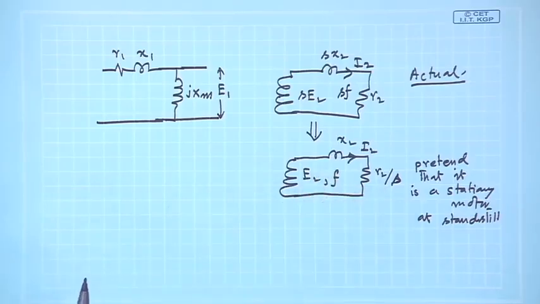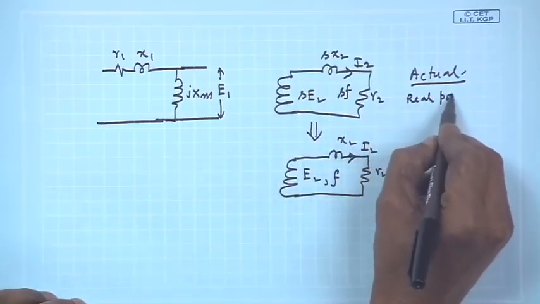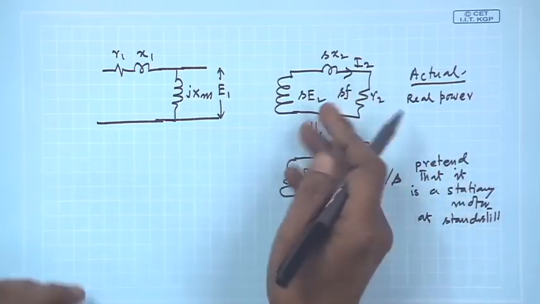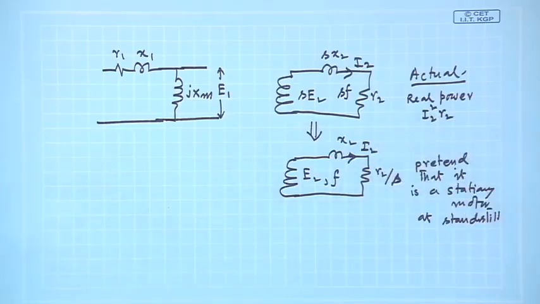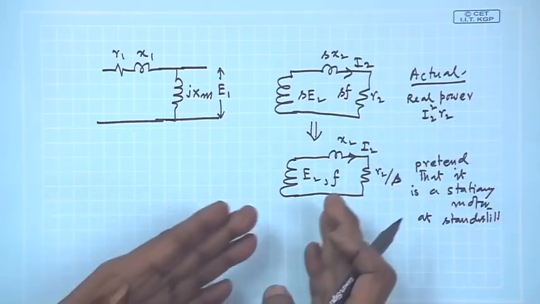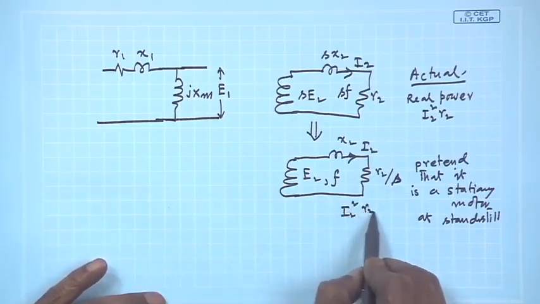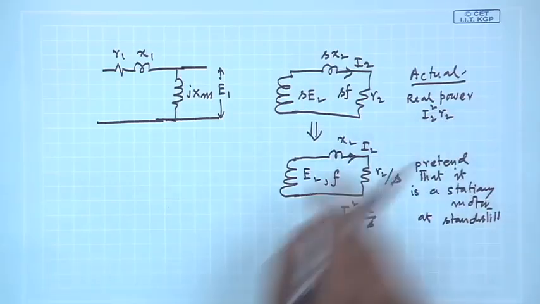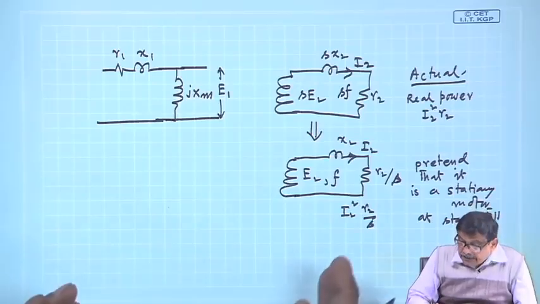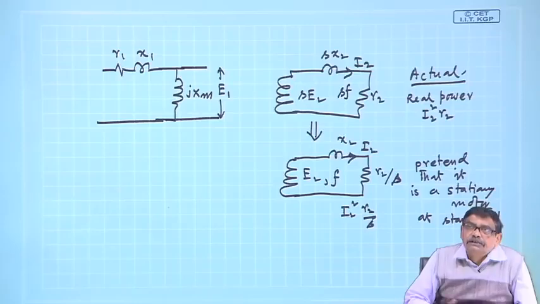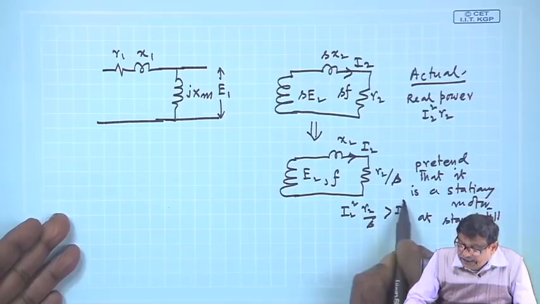But there is a massive important difference between these two. What is that? The thing is, in this circuit, what is the real power? Somebody sitting on the rotor will say power consumed in this circuit is I2 square R2. And in this circuit, the power consumed will be I2 square R2 by S, which is not equal to that. Real power is not the same. In fact, it is larger, because slip is a number less than 1. So this I2 square R2 by S is definitely larger than I2 square R2.